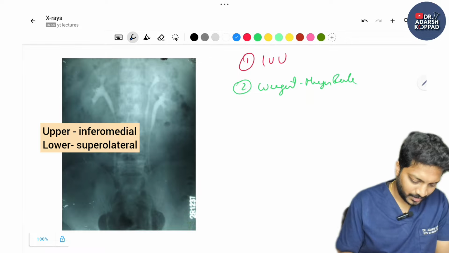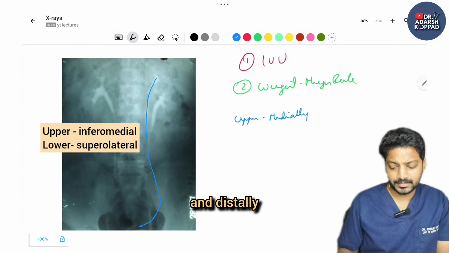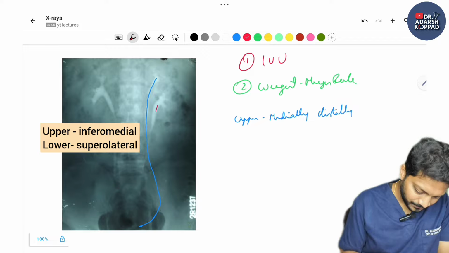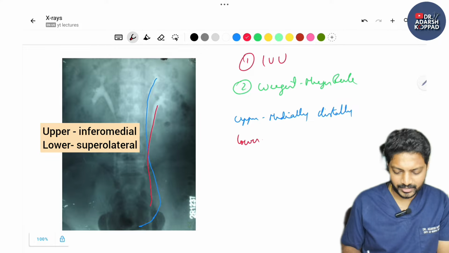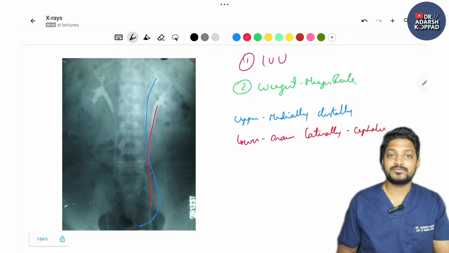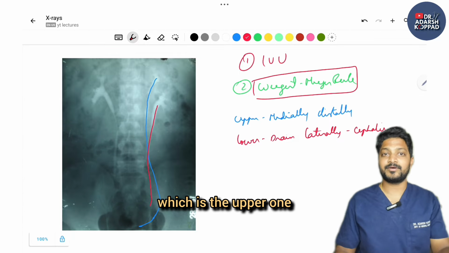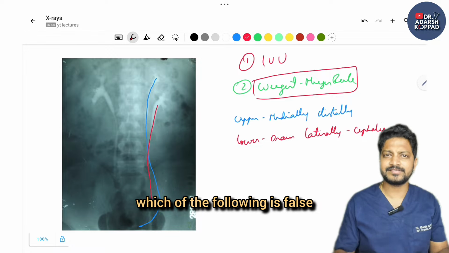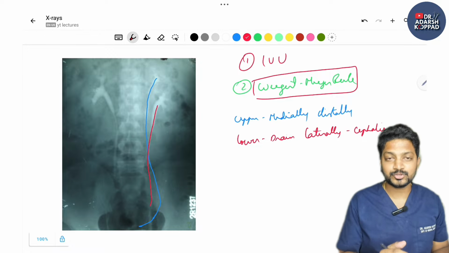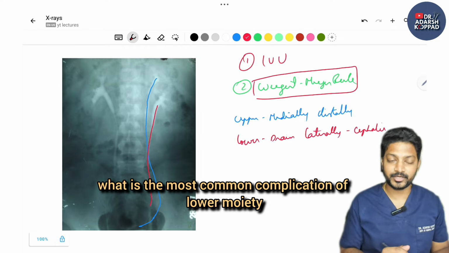It says that the upper moiety will drain more medially and distally, whereas the lower one will drain laterally and more cephalic. So there are a lot of confusing questions which can be asked in this rule. Which is the upper one, which is the lower one, which of the following is false, or what is the most common complication of the upper moiety, what is the most common complication of the lower moiety.